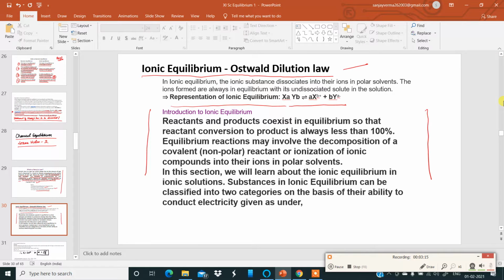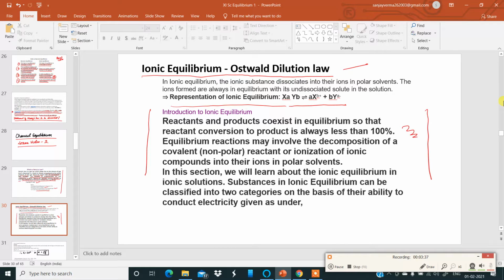Introduction to ionic equilibrium. Reactants and products coexist in equilibrium. We know this fact, so the reactant conversion to product is always less than 100%. That is very true. The amount of reactant being converted to the product is always less than 100%.